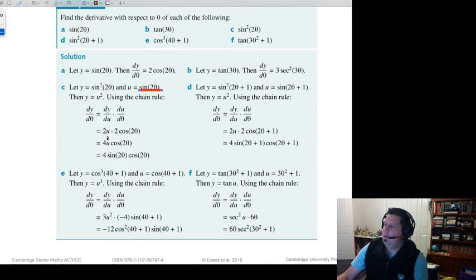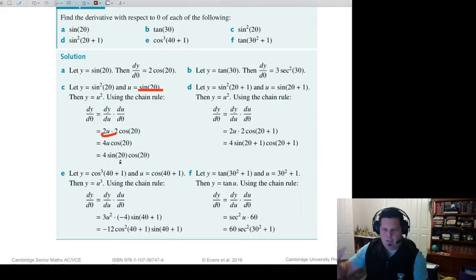Applying the chain rule and writing it out, this 2 here gets multiplied with that 2 there, so that becomes 4. And so we've got 4u cosine 2 theta. We're going to resubstitute in what u was up here to finish it off.